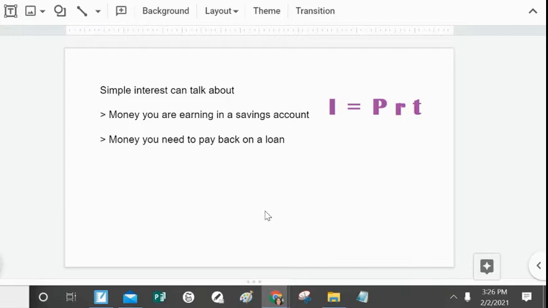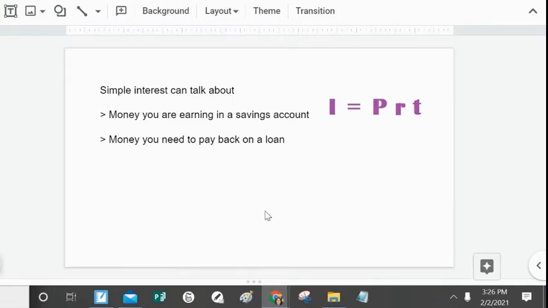We're going to talk a little bit about simple interest today: how to calculate simple interest, how to calculate one of the missing pieces from the simple interest equation, and how to manipulate the equation itself. When we're talking about simple interest, there are two different situations we can be looking at.